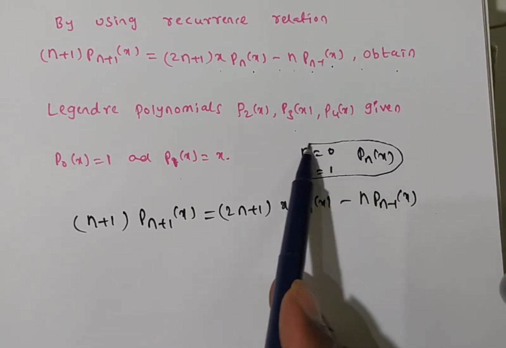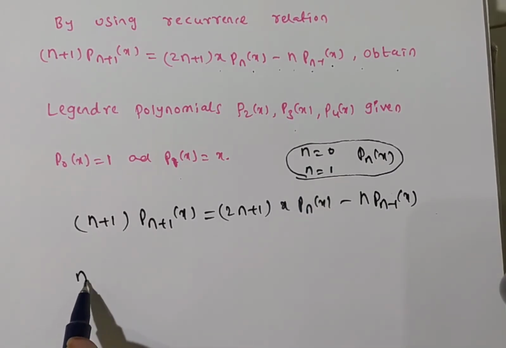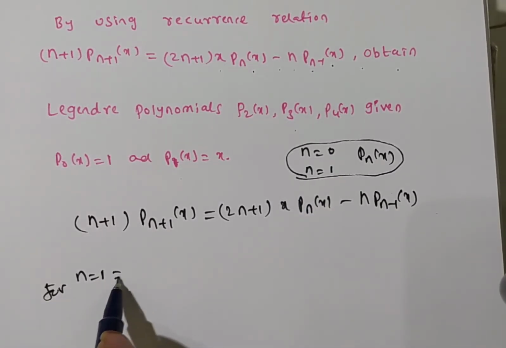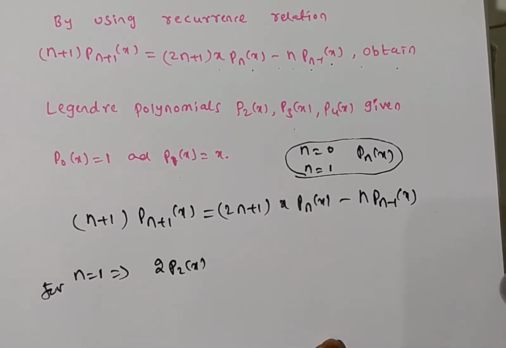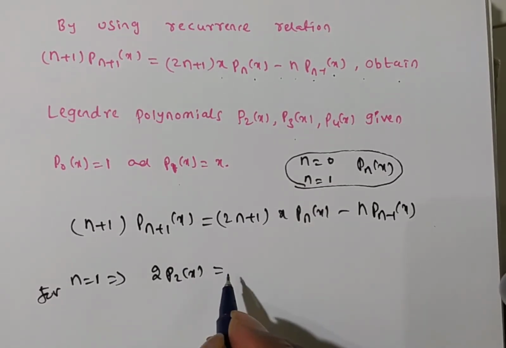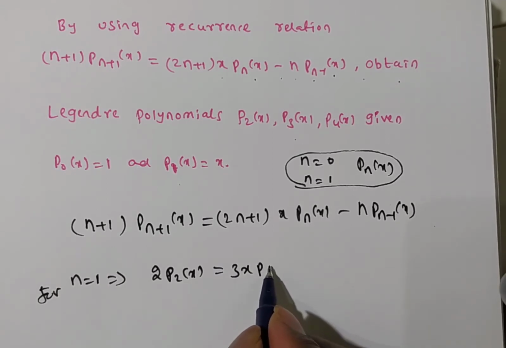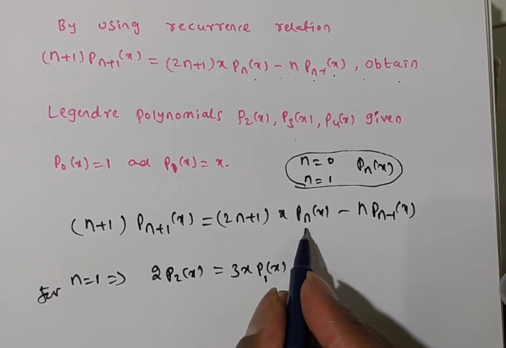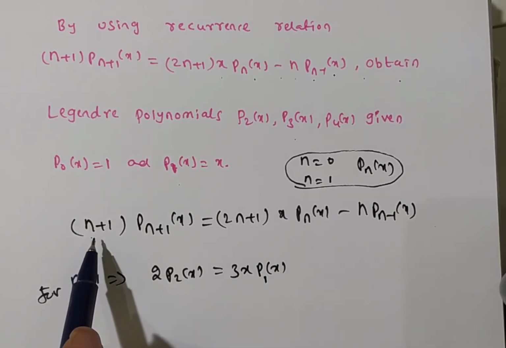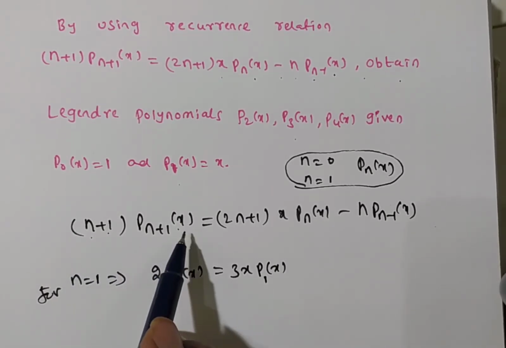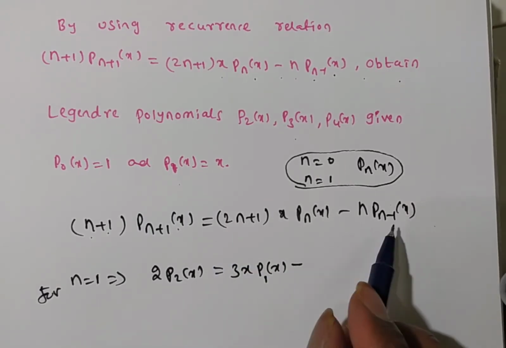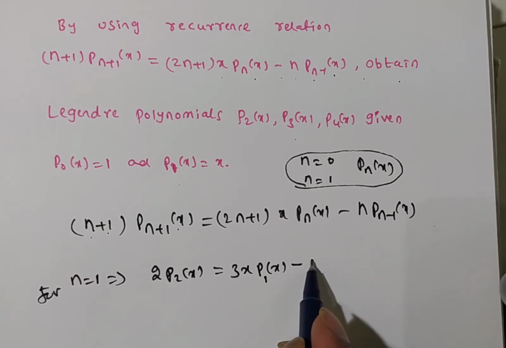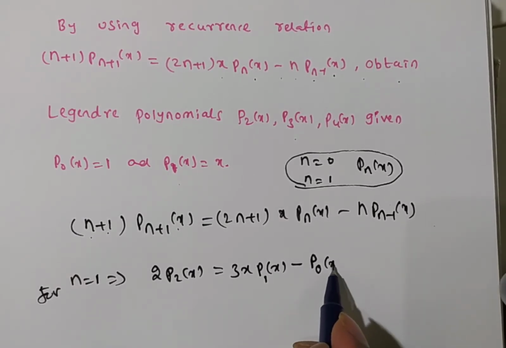Now put n = 1. For n = 1, what do you see? 1 plus 1 is 2, so 2 P2 of x is equal to (2·1 + 1), that is 3x, into P1 of x, minus 1 into P_{n−1}, and 1 minus 1 is 0, that is P0 of x.